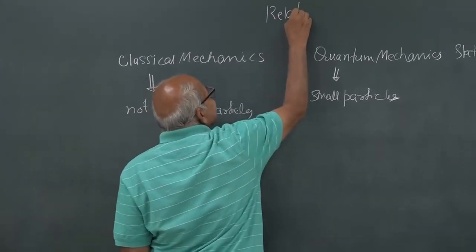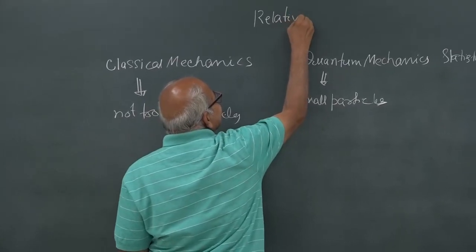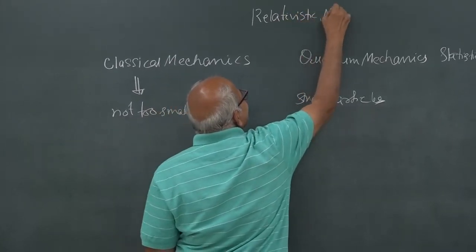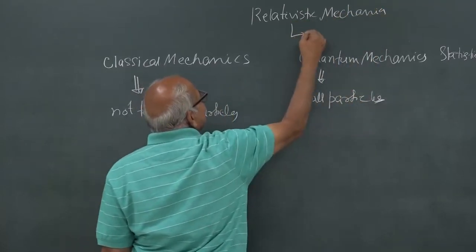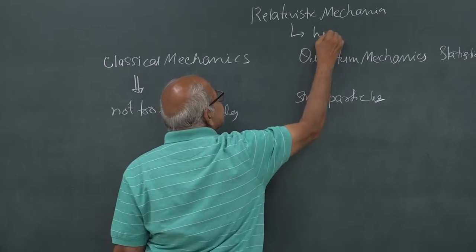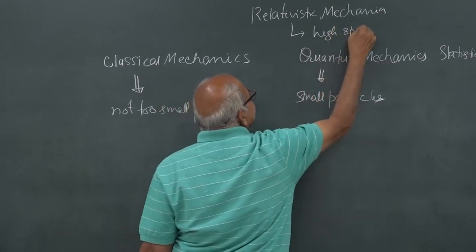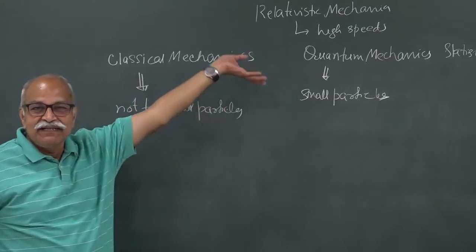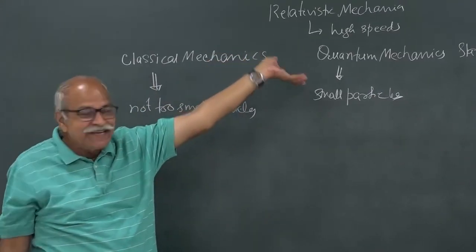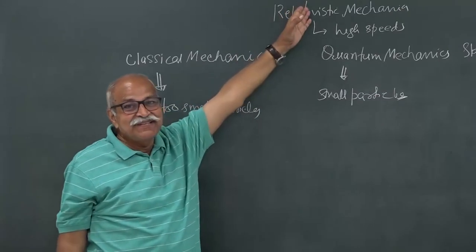And you have yet another thing which is called relativistic mechanics. So the varieties of mechanics. This is the one where we talk of high speeds. And not always high speeds. Many times the speeds are not very high, still you need this relativistic mechanics.